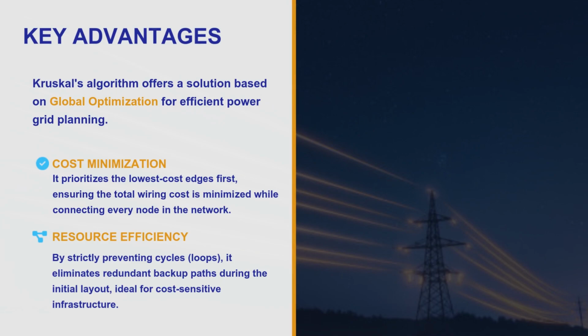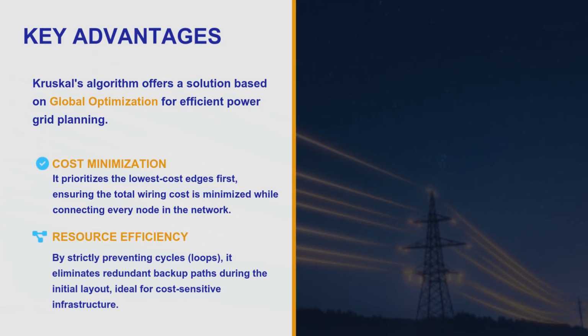Next, why is this algorithm useful for power wiring? The main reason is global optimization. First, it guarantees cost minimization. By always picking the cheapest line first, we ensure the total construction cost is as low as possible.